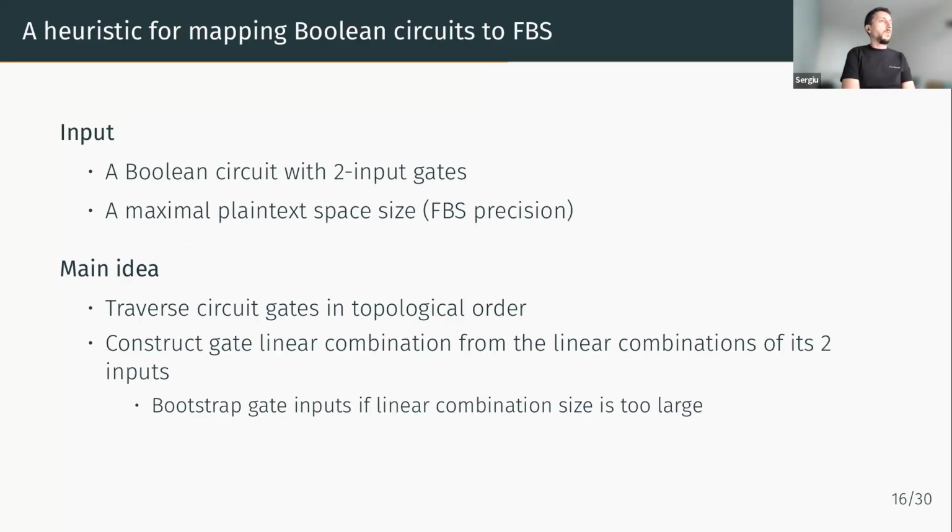The heuristic we propose takes as input a Boolean circuit with two-input gates. We know that any Boolean circuit can be mapped to an equivalent circuit which uses only two-input gates, and it also takes a maximal plaintext space size, the functional bootstrapping precision. The main idea of our heuristic is to traverse the circuit gates in a topological order once, and for each gate we try to construct a linear combination from the linear combinations of its two inputs.